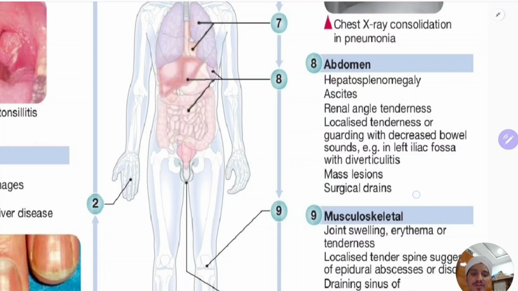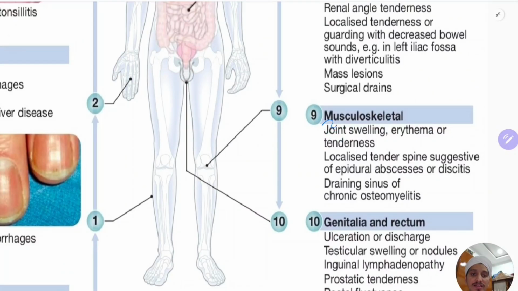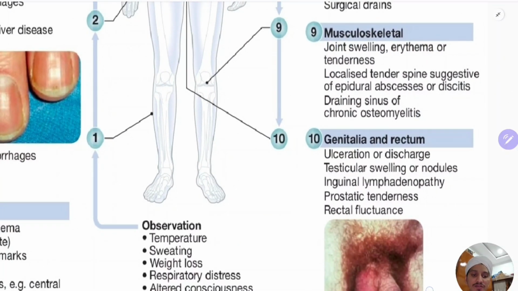Then you come to the musculoskeletal system. So in that you can have joint swelling, erythema and tenderness, localized tenderness of the spine which suggests epidural abscess or discitis, draining sinus of chronic osteomyelitis. Then you come to genitalia and rectum. So you can have ulceration or discharge, very important, testicular swelling or nodules, inguinal lymphadenopathy, also known as bubo, prostatic tenderness, rectal fluctuance, indicating some rectal abscess can be there.